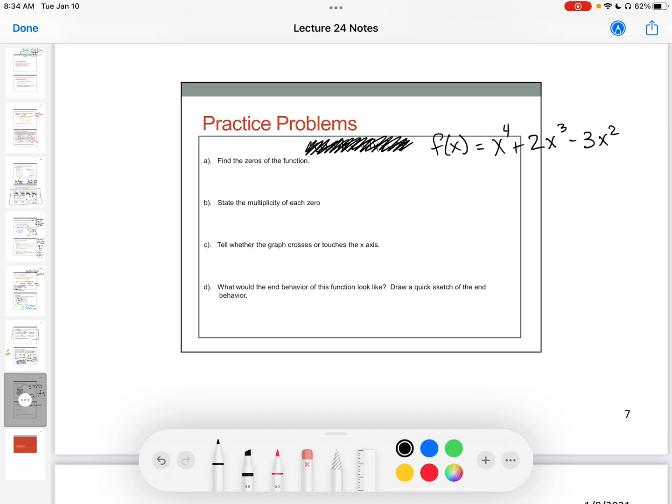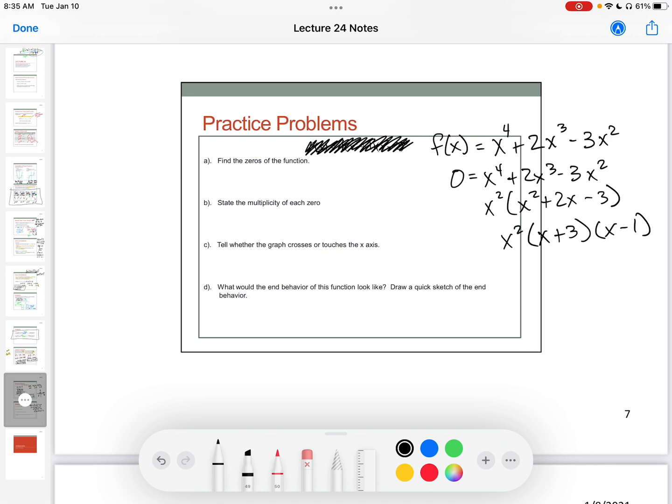The first step is they want to know what the zeros of this function are. To find the zeros, we set this equal to 0: 0 equals x to the fourth plus 2x cubed minus 3x squared. I need to factor to find the zeros, so you're just going to go through your factoring steps. First I pull out an x squared, which leaves me x squared plus 2x minus 3 inside the parentheses. Now, what are my factors of 3 that subtract to give me 2? That would be 3 and 1. So this factors to x plus 3 and x minus 1.